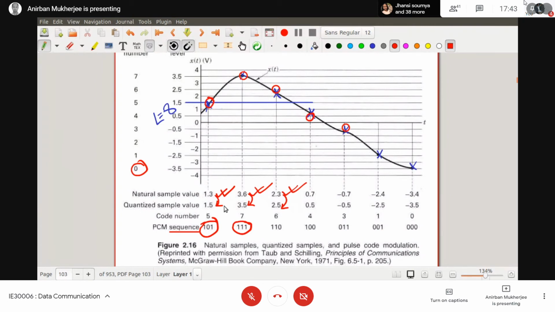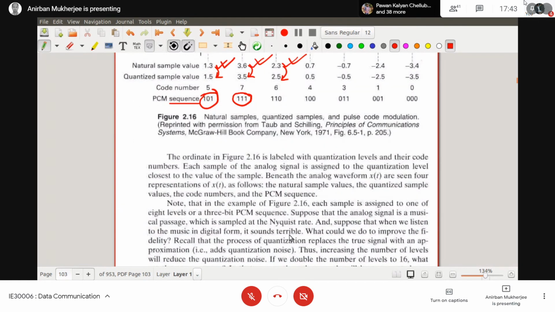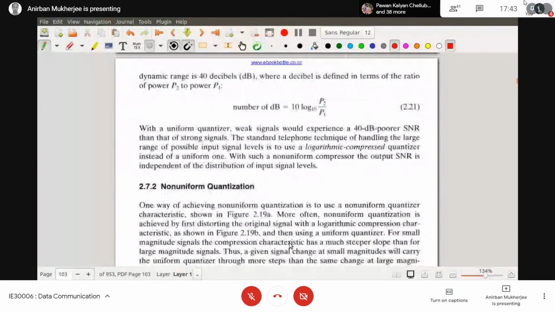So that means that is my PCM waveform. Try to understand. So this is my 101 111. Let me say this is my PCM sequence. So what is my PCM sequence? Please note it down: 101 111 110, something like that. I will not discuss this one, I will come to it later.